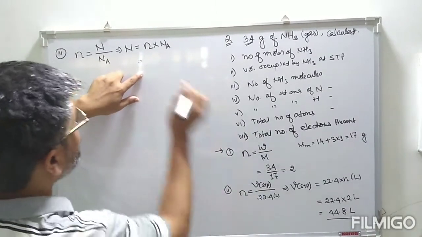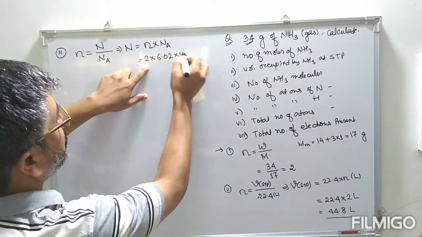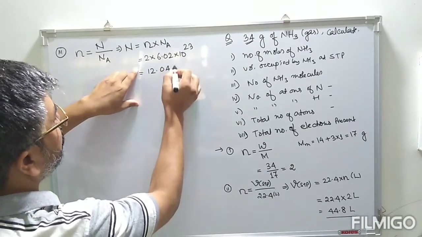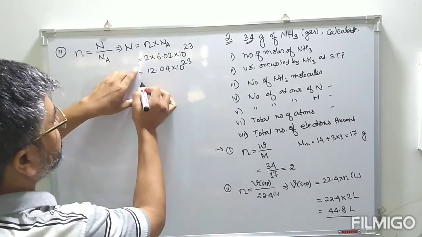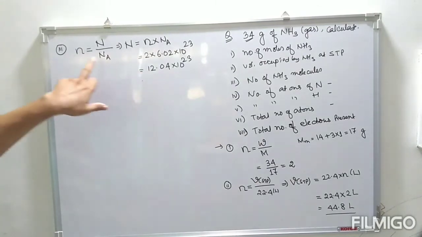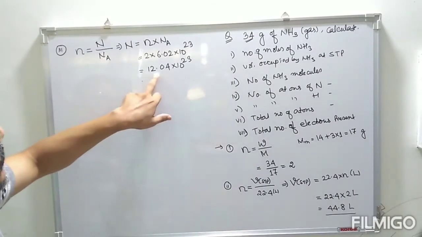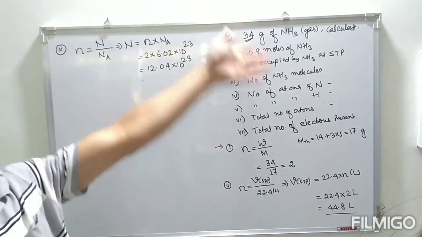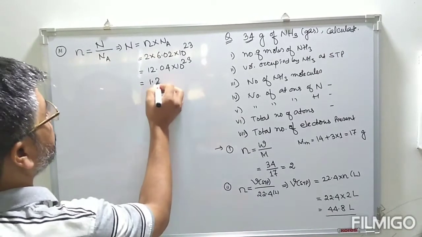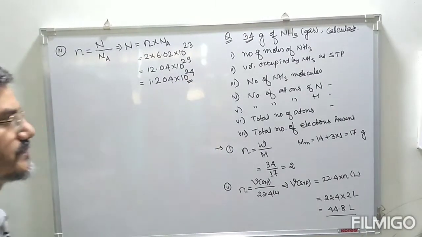Number of moles we have defined here is 2. Avogadro number is always a fixed quantity, that is 6.02 into 10 to the power 23. So this is 12.04 into 10 to the power 23. So therefore, look at this. 34 gram of ammonia contains how many ammonia molecules? 12.04 into 10 to the power 23 molecules of ammonia are present in 34 gram of ammonia. Also 1.204 into 10 to the power 24 molecules.